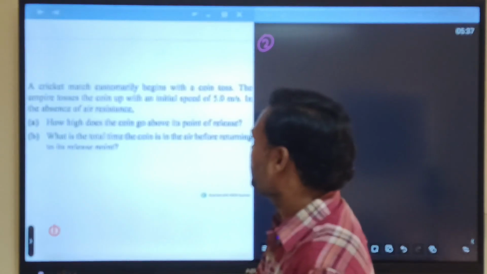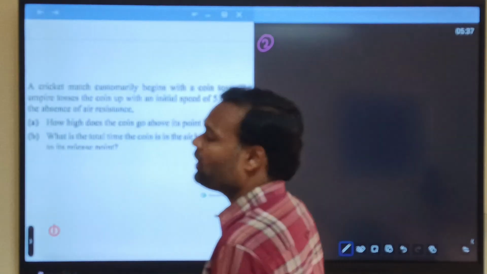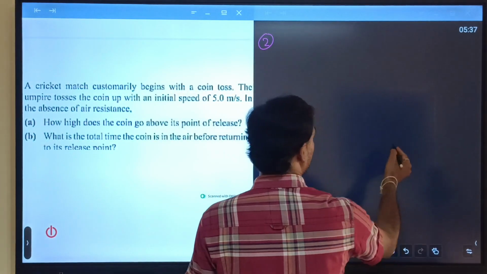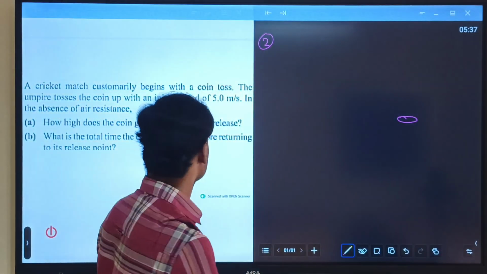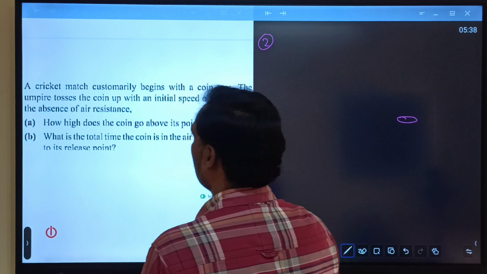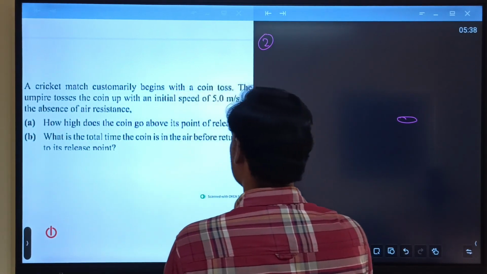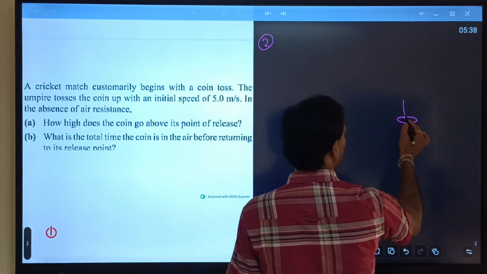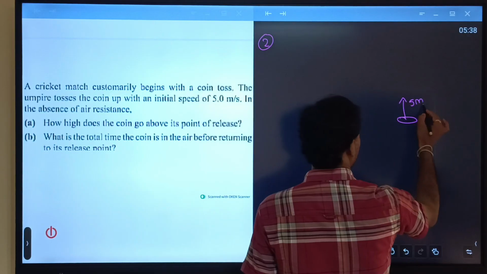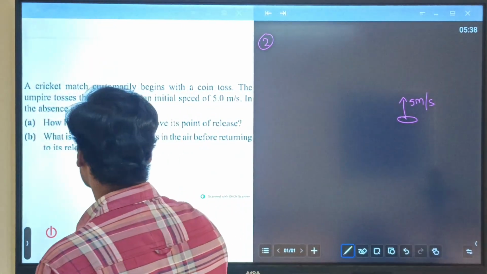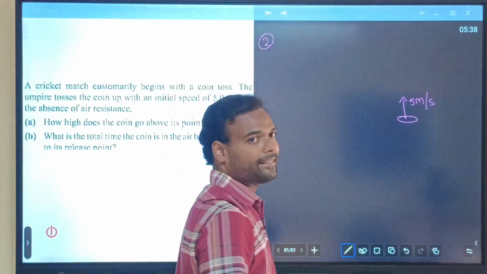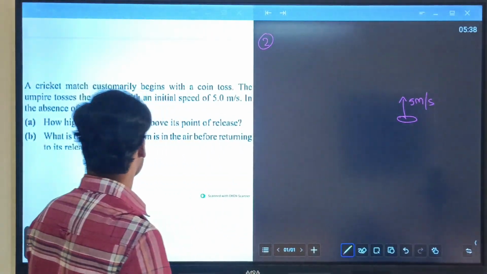A cricket match customarily begins with a coin toss. That means here a toss is present. Let us assume a toss is present. The umpire tosses the coin up with an initial speed of 5 meters per second. That is, this is 5 meters per second. In the absence of air resistance, there is no air actually existing.